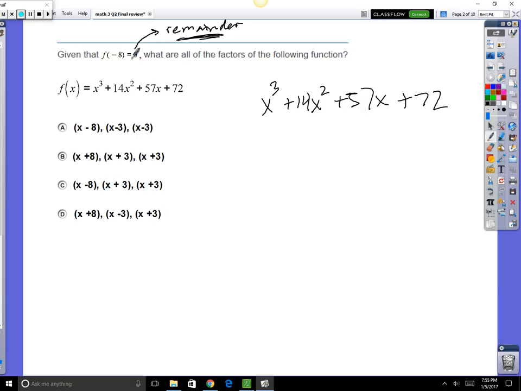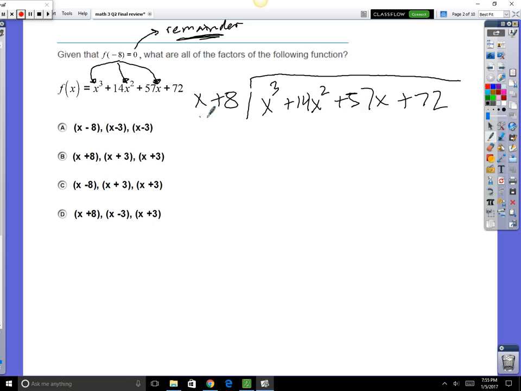They actually want you to find this. They want you to figure out, if you divide it, what does it equal? So now, if they plugged in a -8 into all these x's, -8 there, -8 there, -8 there, and they got 0, that must mean they're dividing by x plus 8.